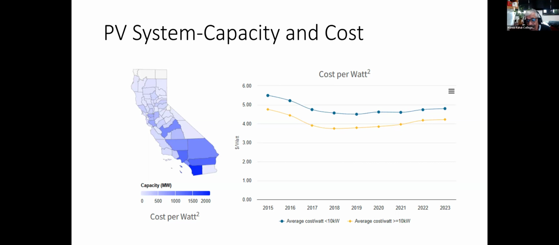It's been used for shading too. There is something else I want to mention, that the back of solar panels gets to about 150 degrees Fahrenheit.